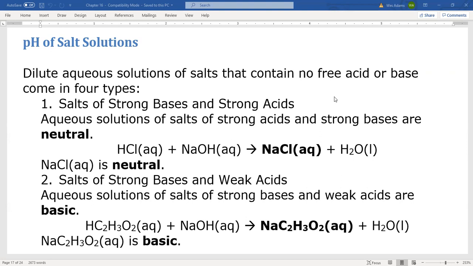Now what if I've got a salt of a strong base and a weak acid? So now I've got acetic acid reacting with sodium hydroxide. So now the salt I form is sodium acetate, and then I form some water. Sodium is still a neutral ion, but now acetate is the conjugate base of a weak acid. Conjugate bases of weak acids are themselves weakly basic. So since sodium is neutral, that means the salt would be basic.